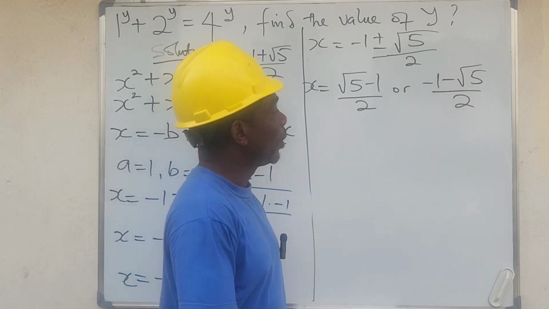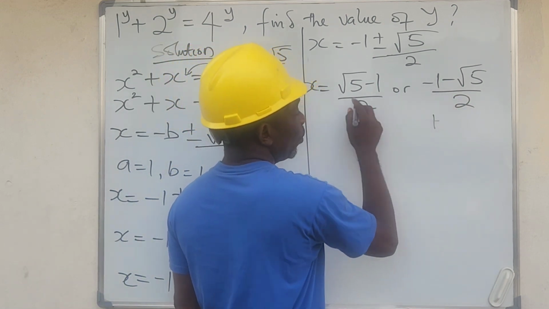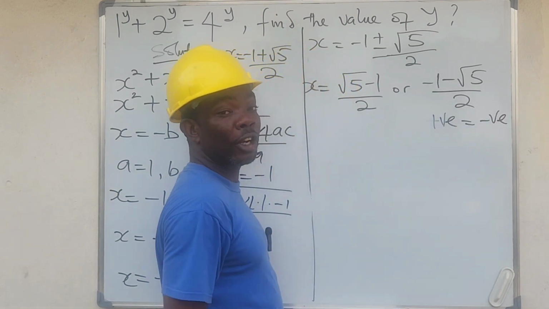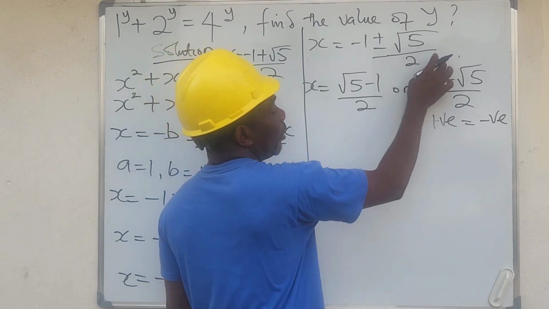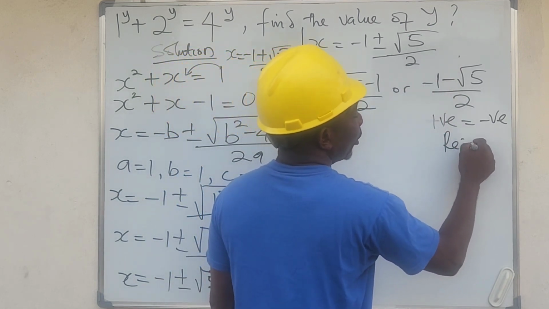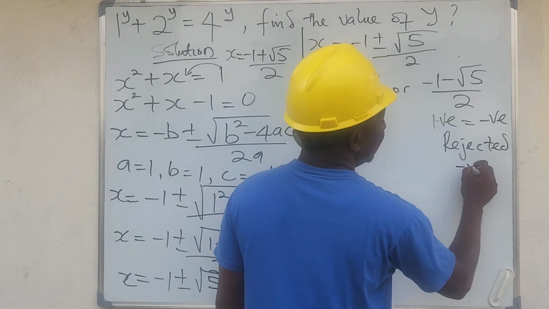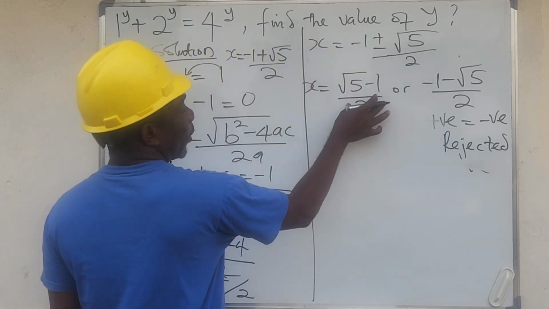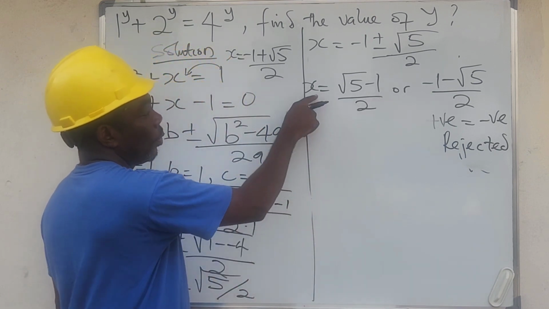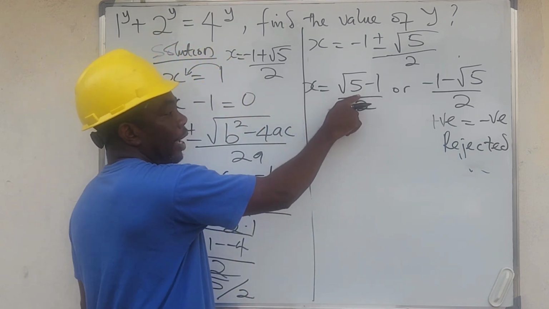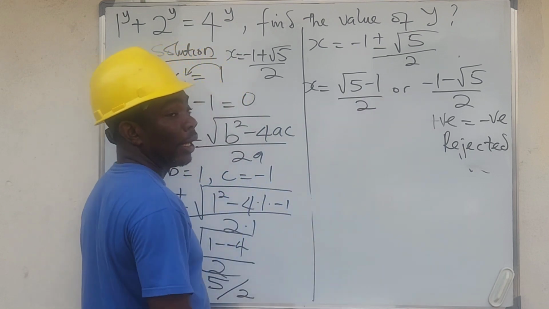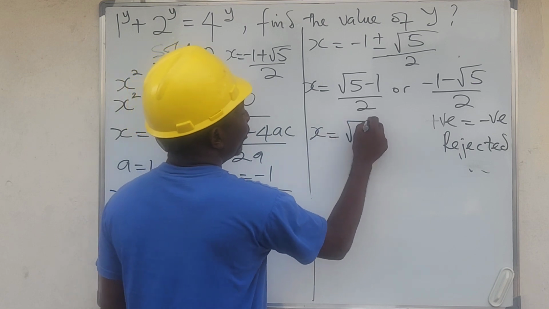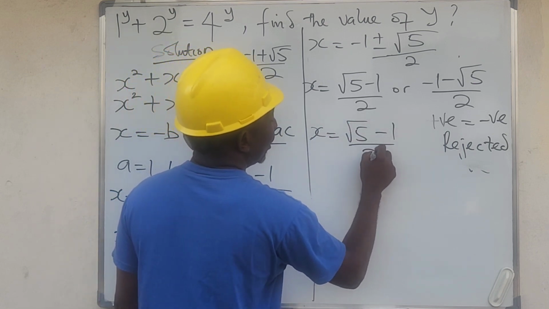So this side, we have x, which is positive, equals the answer here, which is negative. And it is not acceptable. So this other side, the whole of this one is rejected because the answer is negative. We have a negative answer. That's why it is rejected. So we are going to take this other side where we have x equals root 5 minus 1 all over 2. So in that case, we have x equals root 5 minus 1 all over 2.